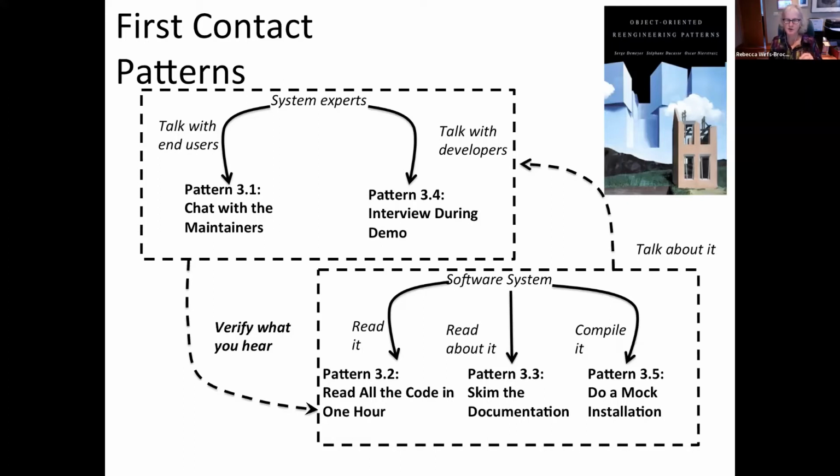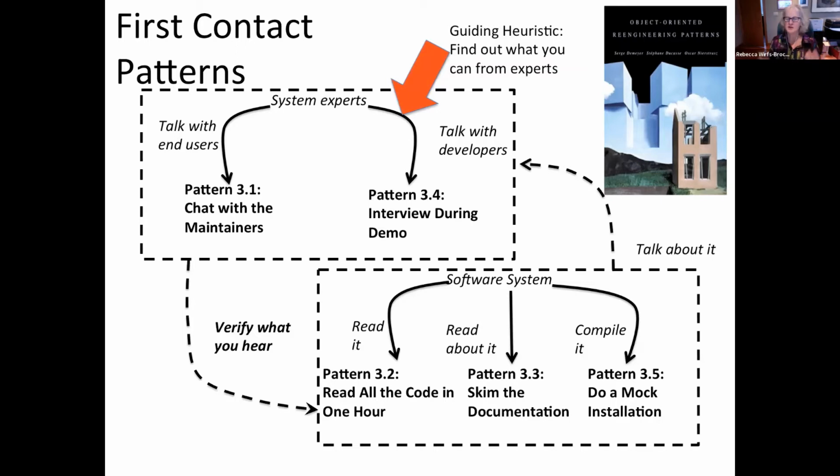But one of the things it talks about, if I'm trying to re-engineer a system, is a chapter on my first contact with a legacy system. There's a collection of patterns that loop around talking with end users and developers, and then looking at the software. Each one of those patterns is related to what I should do when I first make contact. So you can see there's about five patterns there, and they're related. Verify what I hear, but what are the guiding heuristics?